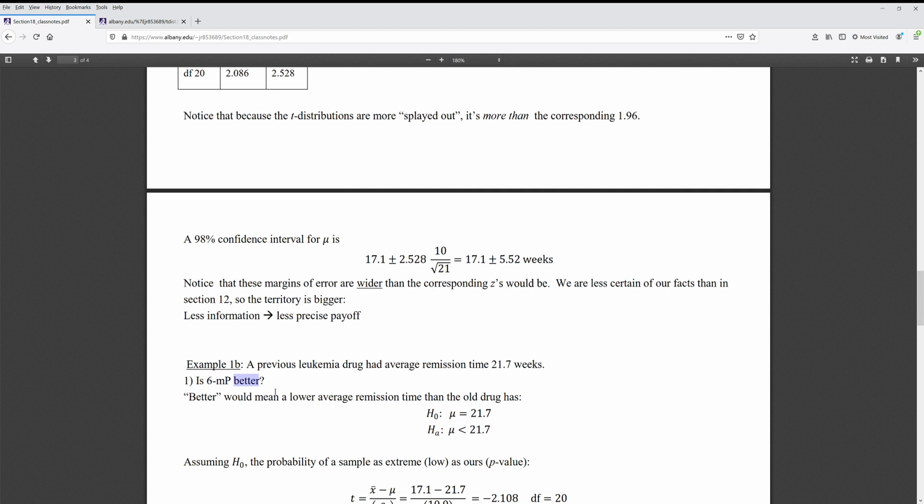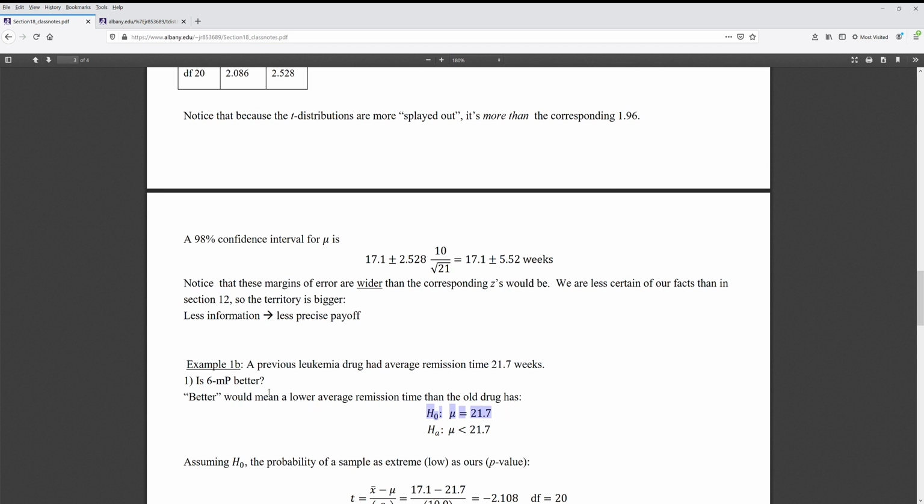As always with these hypothesis tests, it's not a question of which side. That will take care of itself. It's a question of how many. So at least if you peg that the better tells you you're talking about one direction, then everything else will take care of itself. But that being said, it's nice to get it right. Better would mean a lower average remission time. So one theory is that on average, 6MP has the same average remission time as the old drug.